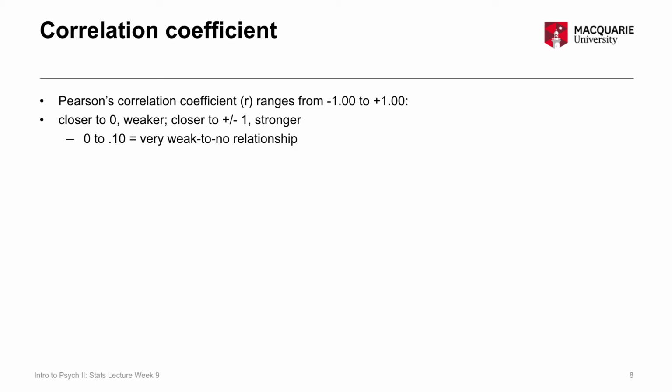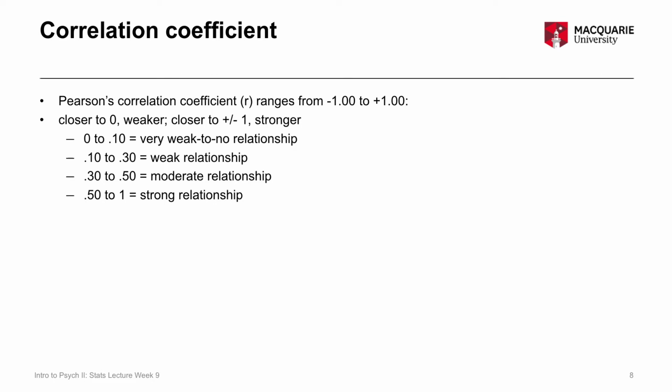So a correlation, and we're talking here in absolute values. So all of these rules of thumb are in absolute values. It doesn't matter if it's positive or negative, the absolute value is the same. The actual value itself is the same representation of the strength of the relationship. So a correlation from 0 to 0.1 means a very weak to no relationship. A correlation from 0.1 to 0.3 represents a weak relationship. A correlation from 0.3 to 0.5 is a moderate relationship. And anything above 0.5 is generally considered a strong relationship.